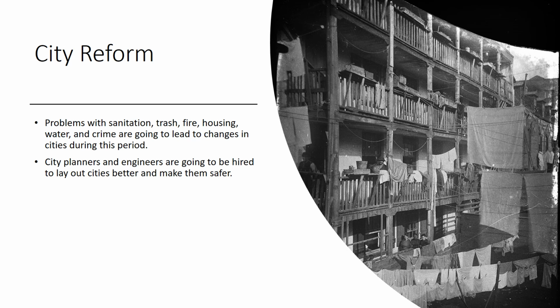Another example of reforms we're going to see during this period are in the area of cities. We're going to see huge problems rising up as cities get bigger during this period. During the era of the Second Industrial Revolution and the Gilded Age, the late 1800s, we're going to see cities start to look like they do today. Giant skyscrapers are going to be built.